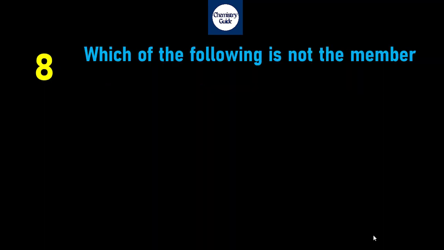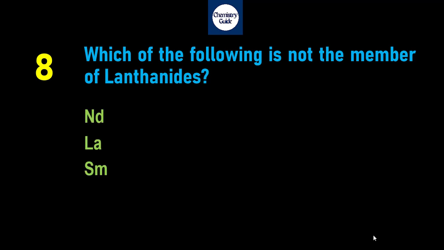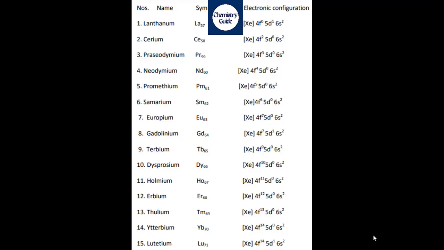MCQ number 8: which of the following is not a member of lanthanides? First is Nd, La, Sm, and Ba. So the right answer is Ba. Barium is not a member of lanthanides. While if we see the detail of this MCQ, we will observe that in this list of the lanthanide series, we will not find Ba, barium. So that's why barium is not part of the lanthanide series.